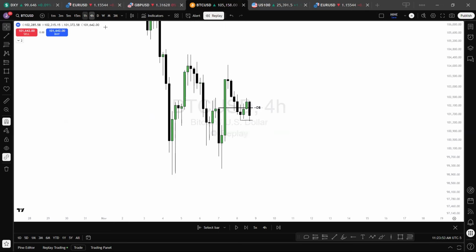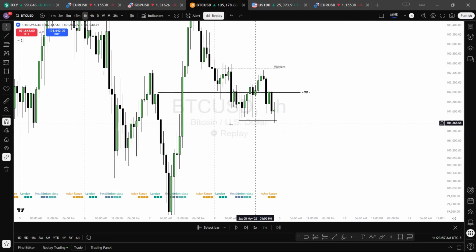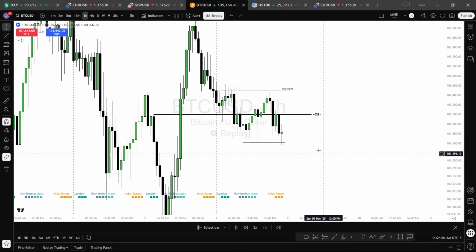So we're going down to the 1-hour time frame. Okay, you can see how price took liquidity. All right, so a run on liquidity is also an institutional level, the same as an order block, a breakout block, and a fair value gap. Okay, so we'll go down to the 5-minute time frame.